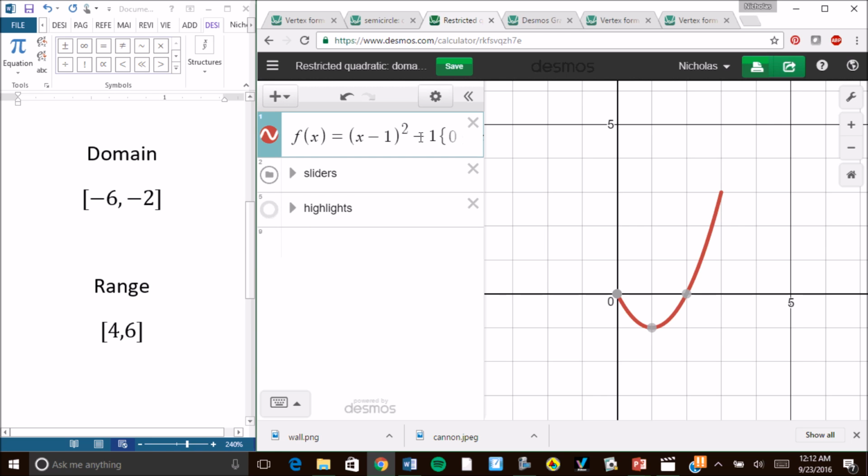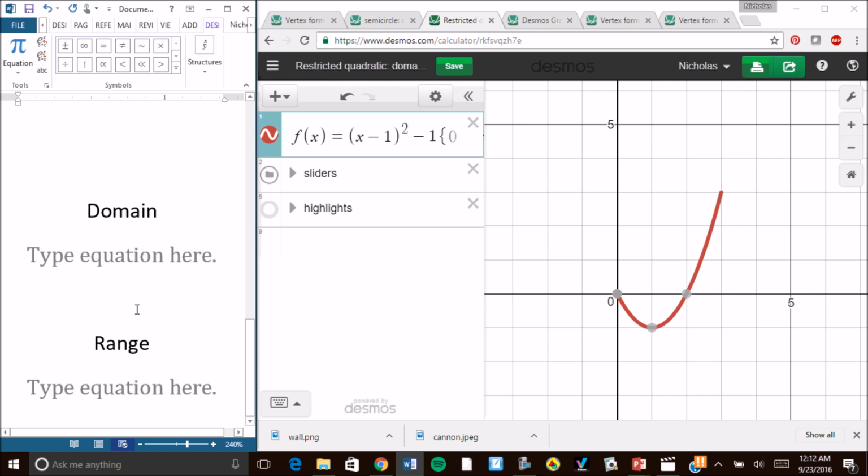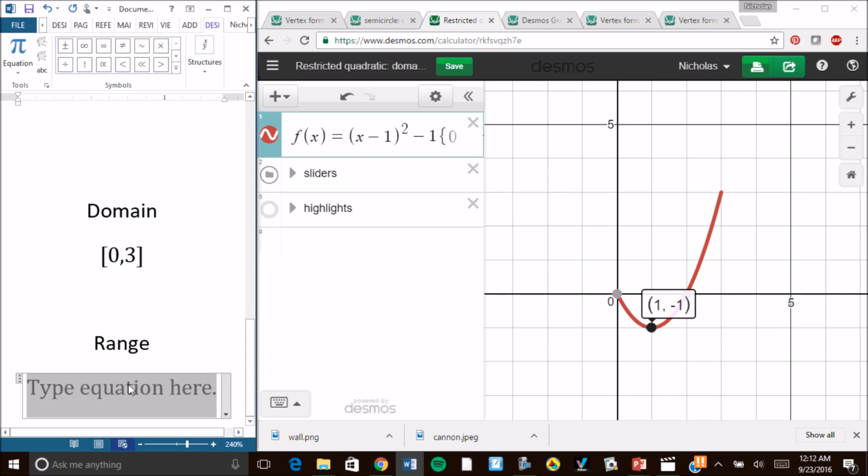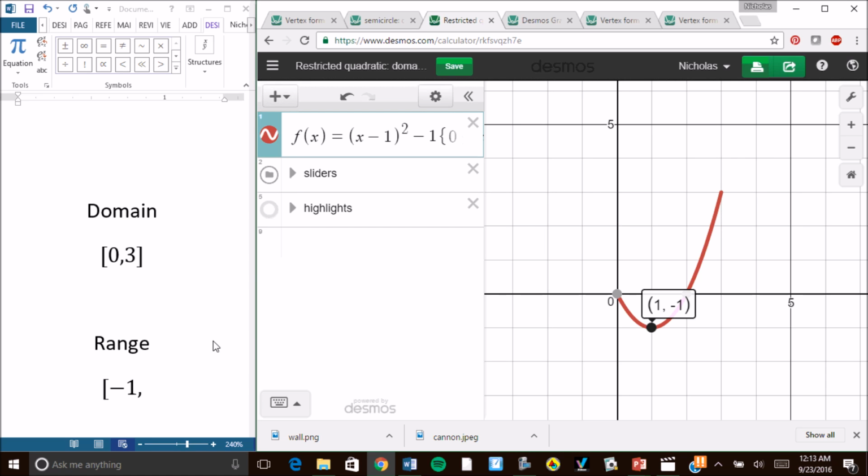So, as you can imagine, our domain is going to be from 0 to 3, because that's what we chose. That shouldn't be too hard to find. But then how do we figure out our range? Well, if we're looking at the graph, it shouldn't be too tough. Our vertex is still the minimum point, and we haven't cut that part off, so that's going to be -1. And then what about our maximum point? Well, here we can just click and see that it's a 3.